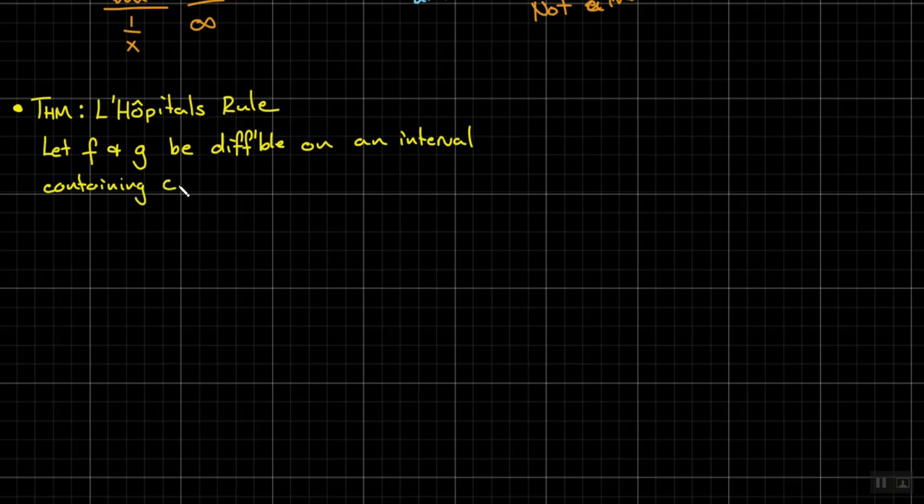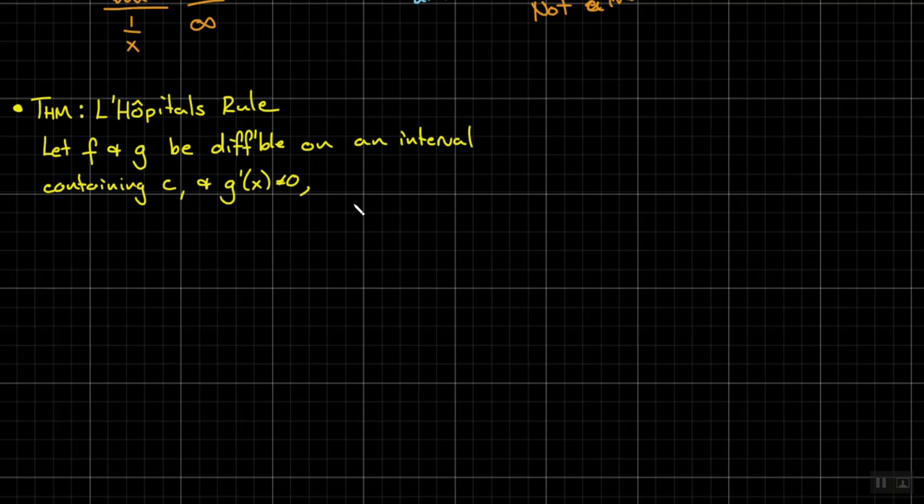Now, it doesn't even have to actually be differentiable at c. We just need the c value in here. If f and g are differentiable in that interval, and we get that g prime of x is not 0, then we get the following lovely relationship.